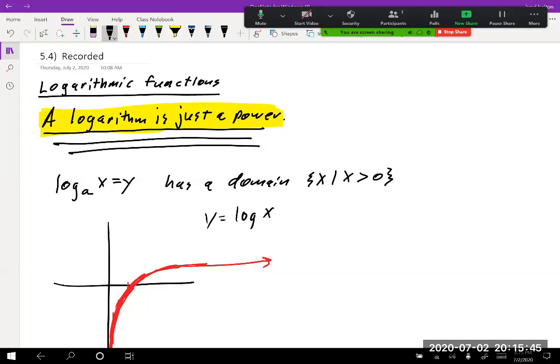So the second thing I want you guys to keep in mind is this is my base. This I often refer to as the argument. And then this is the exponent or the power. Okay, so we have log base a of x is equal to y. That's how you read it, okay?